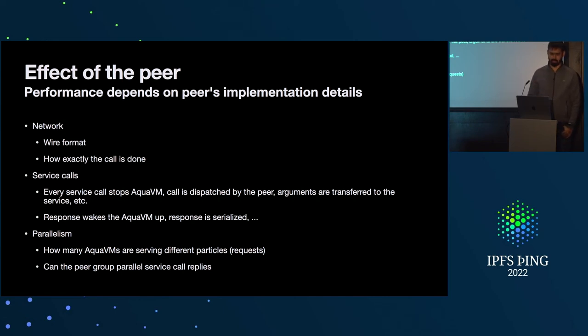Service calls, how exactly the control passes from AquaVM, goes to the host, goes back, how exactly the call is dispatched by the peer, how the queues are organized on the peer, it's also outside AquaVM. Every time data gets out from AquaVM, is deserialized, serialized, passed to something, something happens, and it matters. And parallelism. We have local parallelism on a single peer. You can call different services in parallel, then you have responses, and there could be different strategies for how you handle these responses, and it also has an effect on performance.